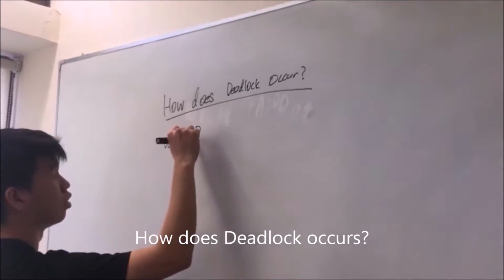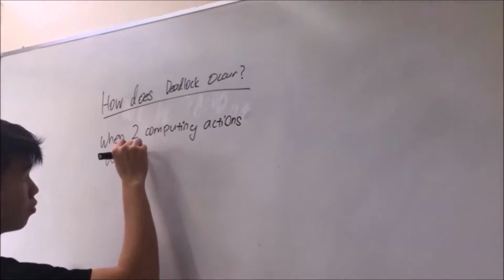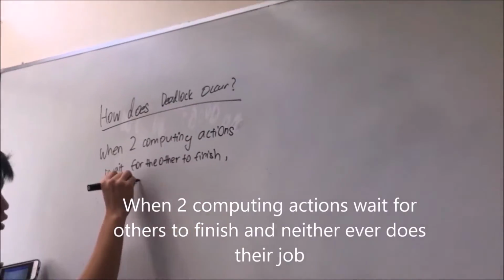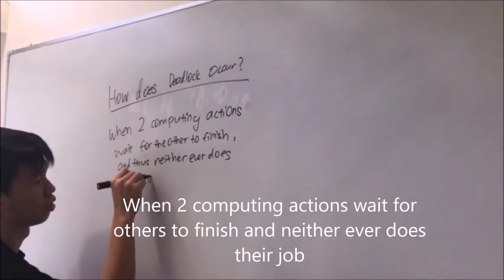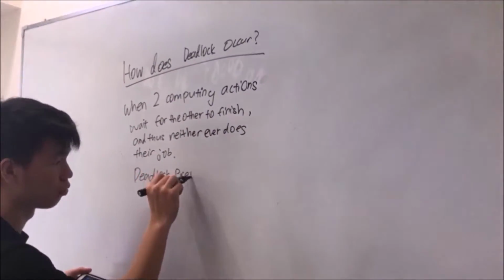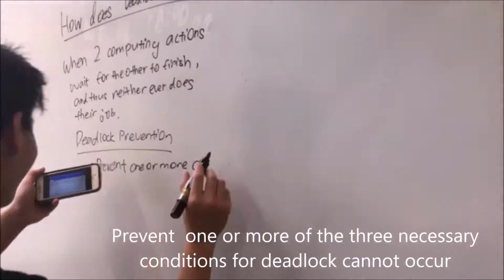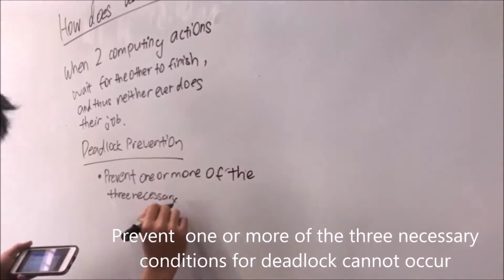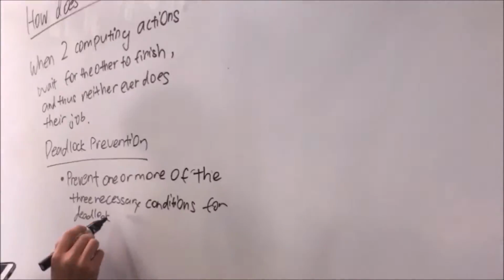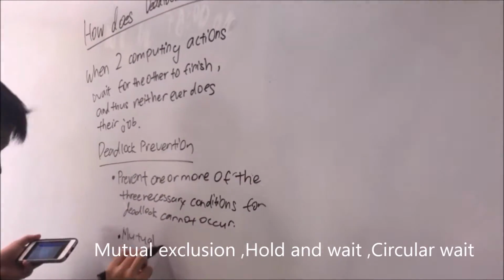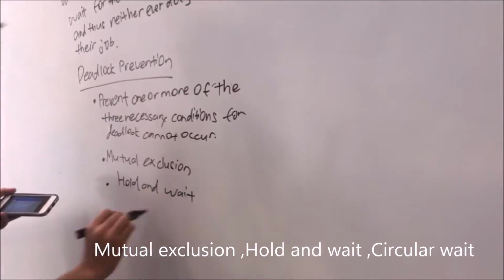How does deadlock occur? When two competing actions wait for the other to finish, and thus neither ever gets their job done. Hard deadlock prevention: prevent one or more of the 3 necessary conditions so that deadlock cannot occur. Mutual exclusion, hold and wait, and circular wait.